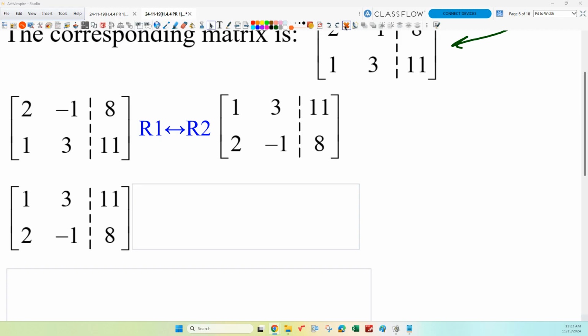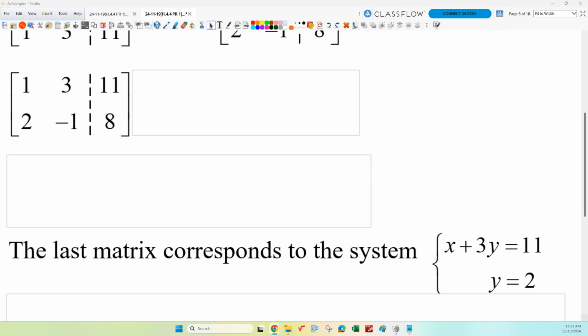Now we've got to work on the bottom row. What could I do on the bottom row? My goal is to get a, what needs to be there? 0. Okay. How could I get a 0 there? What could I do to get a 0 there?